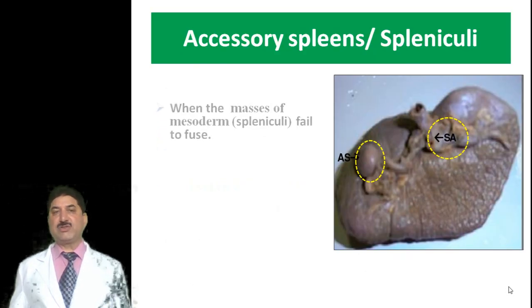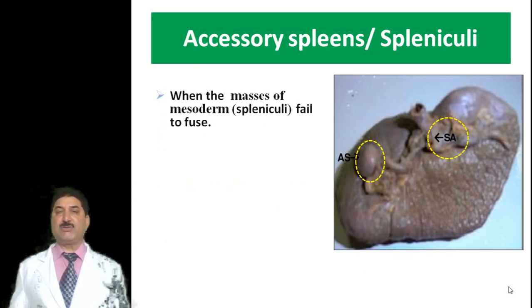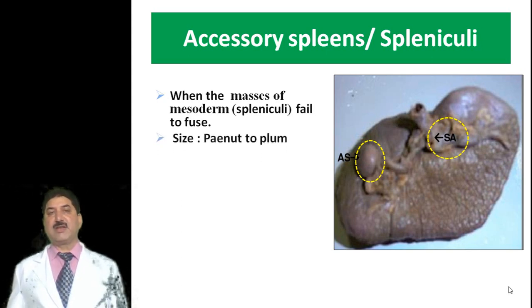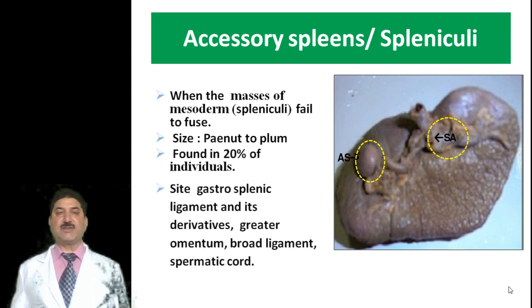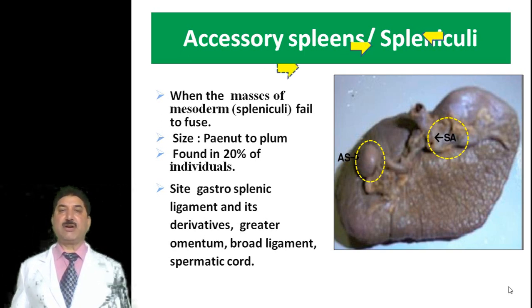At times, these mesodermal masses or spleniculi fail to fuse. They are called accessory spleens. The size of these spleens varies from a peanut to a plum. They are found in 20% of individuals. Common sites where these spleniculi are found are the gastrosplenic ligament and its derivatives, greater omentum, broad ligament, and spermatic cord.